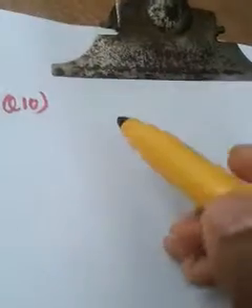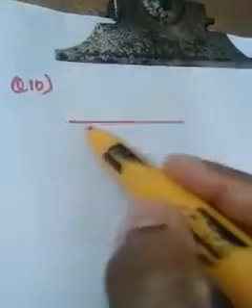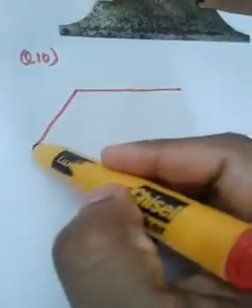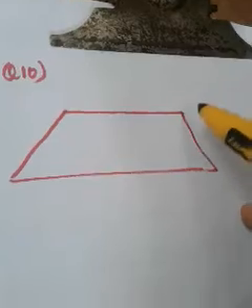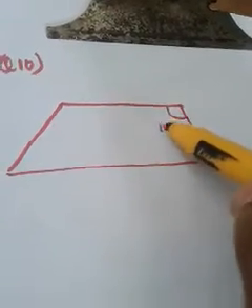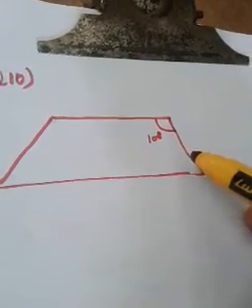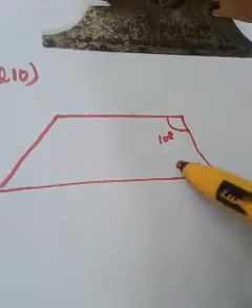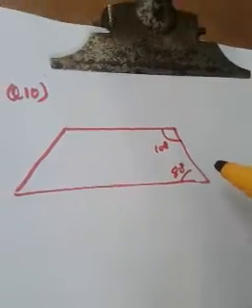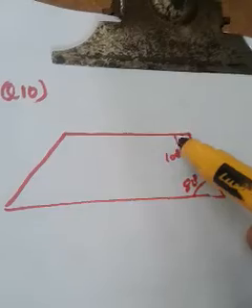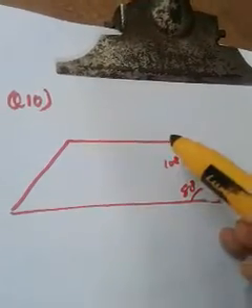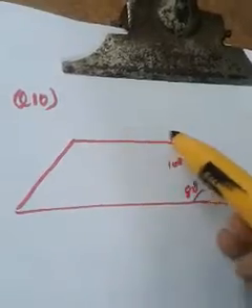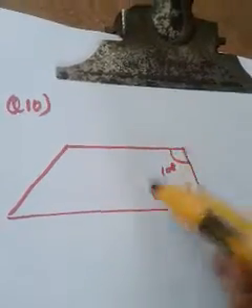And in order to solve the remaining questions, this will be helpful for you. See, in question number 10, it is given as 100 degrees and it is given as 80 degrees. And the question is asking whether you can find out a pair of parallel lines here.